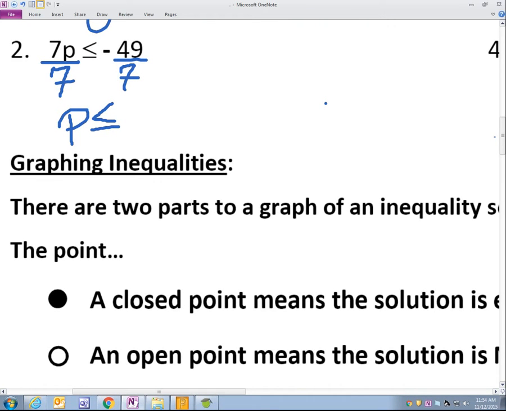Yep, good question. P is less than or equal to, I have left over a negative 7. P is less than or equal to negative 7. Because negative 49 divided by a positive 7 is negative 7.